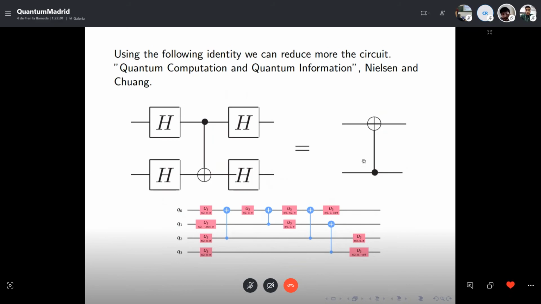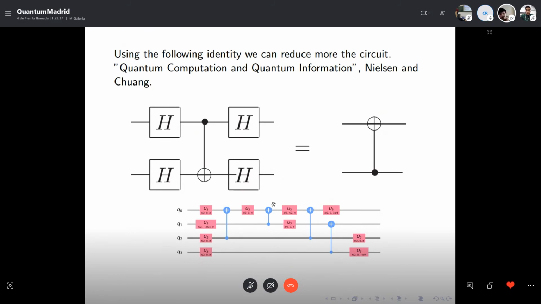This property is to change the target and the control of a control node operation using 4 Hadamards. So you see 4 Hadamards here. You can turn the control and the target of the gate.